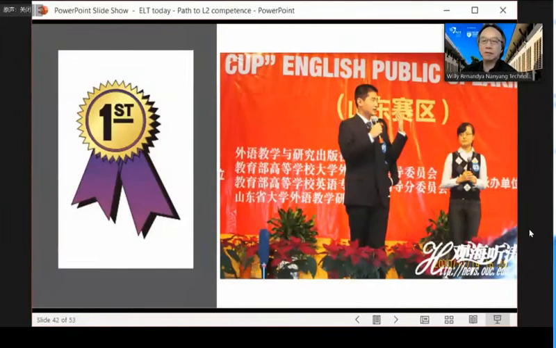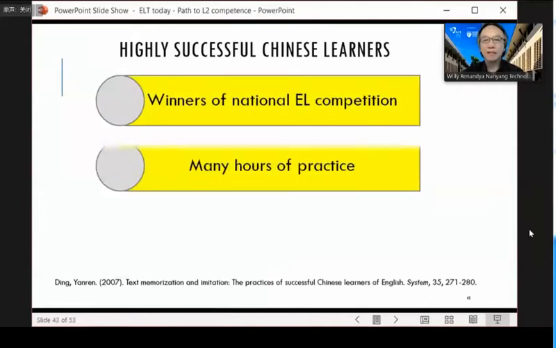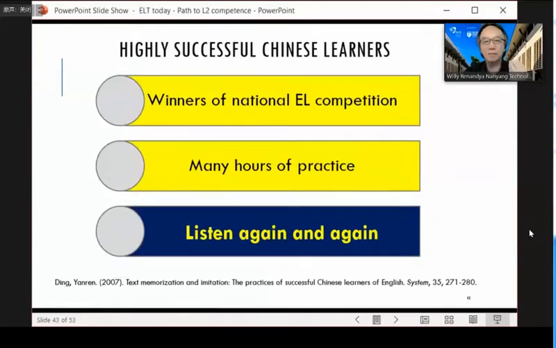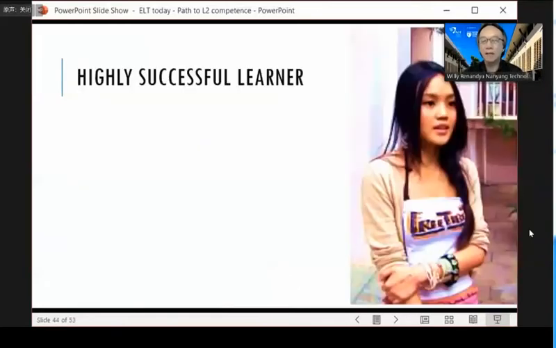This is a story that was recounted in a journal article that was published in System a few years ago. The story of successful English language learners in China. Now, these are students, high school students, who develop a very high level of proficiency and who took part in the national English language competition. Now, these are things that they did. You know, they are winners. They said they spent a lot of time practicing the English language. And some of the students mentioned that they listen again and again to the same listening materials. This is what some of them said, as reported in that journal article.